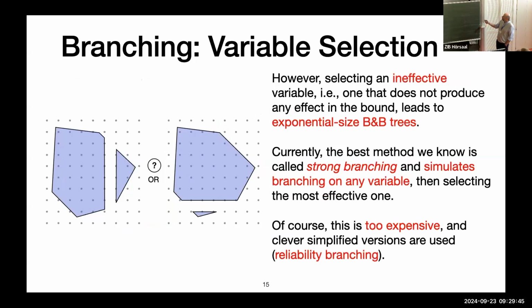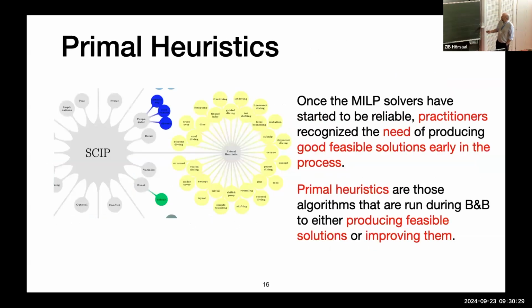And the currently best method that we know is called strong branching, in which you pretty much simulate the branching on any variable, and you pick the variable that is actually giving you the best improvement with respect to the current solution. Of course, this is too expensive because you have to take all the fractional variables, solving two LPs, and then deciding about that at every node of the branch and bound, which is just huge. And so this is combined with some other interesting rules in something which is called reliability branching that maybe you have covered extensively.